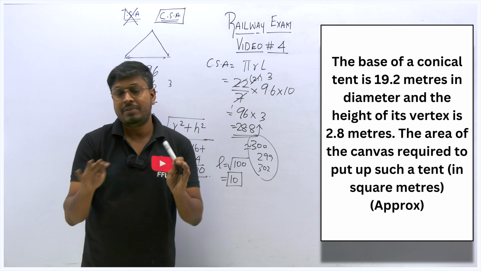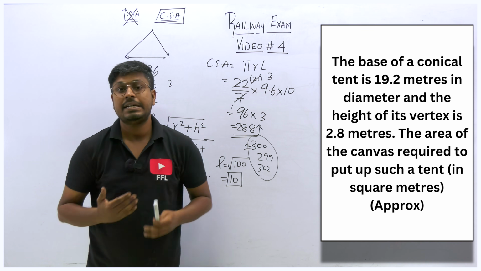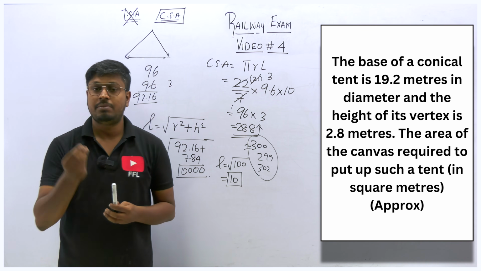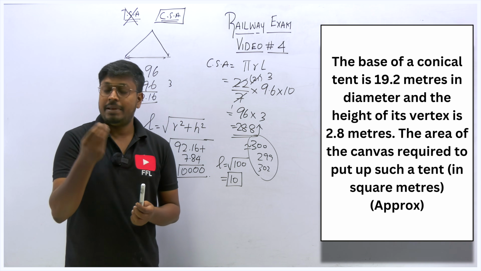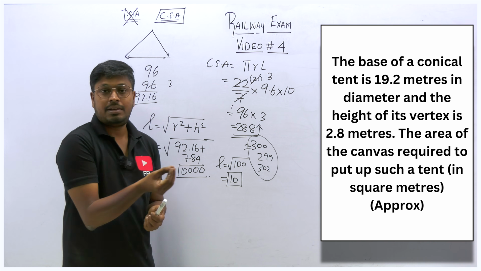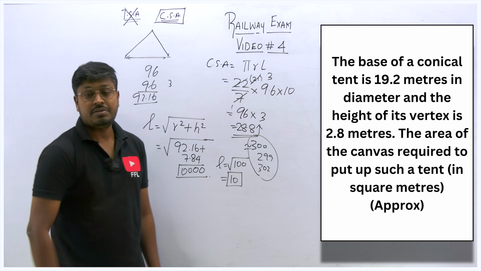So the top and the bottom will not be there, because if it is a pillar, they are already covered. So we have to find only the curved surface area. Students usually make small mistakes like these while practicing. So don't make the mistake. If it is a conical tent, always find the curved surface area, right? So this will be the answer for this question.